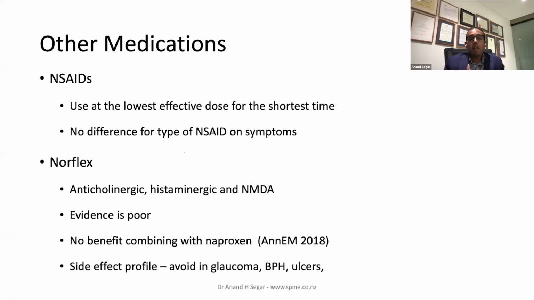And Norflex is a medication that I've seen prescribed quite a lot recently since I returned from fellowship about 2 years ago. And it's not one that I was aware of. So I looked into it, and the mechanism of action is not really well understood. It has anticholinergic, histaminergic, and NMDA receptor actions, but the evidence for back pain is poor. A RCT in the Annals of Emergency Medicine showed no benefit when they combine it with naproxen, and the side effect profile makes it difficult to use, especially in older patients with glaucoma, BPH, or ulcers.